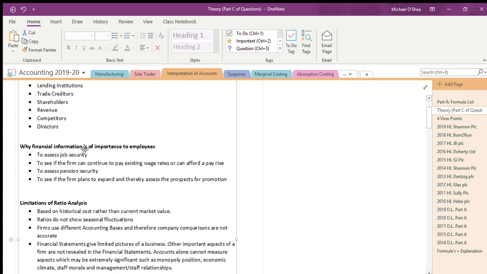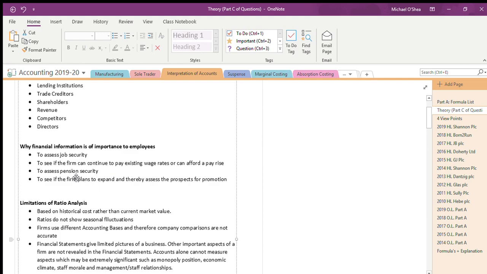Why is financial information important to employees? First, job security, and that should be the big one. If you are working in a company and you find out that that company is making massive losses, what are you going to start thinking? Oh no, potentially I could lose my job down the line. So employees would care for job security, to see if their firm can continue to pay existing wage rates. If the firm is struggling, you'd wonder, am I going to get paid into the future? If they're doing well, maybe the firm is making loads of money, I could afford a pay rise.